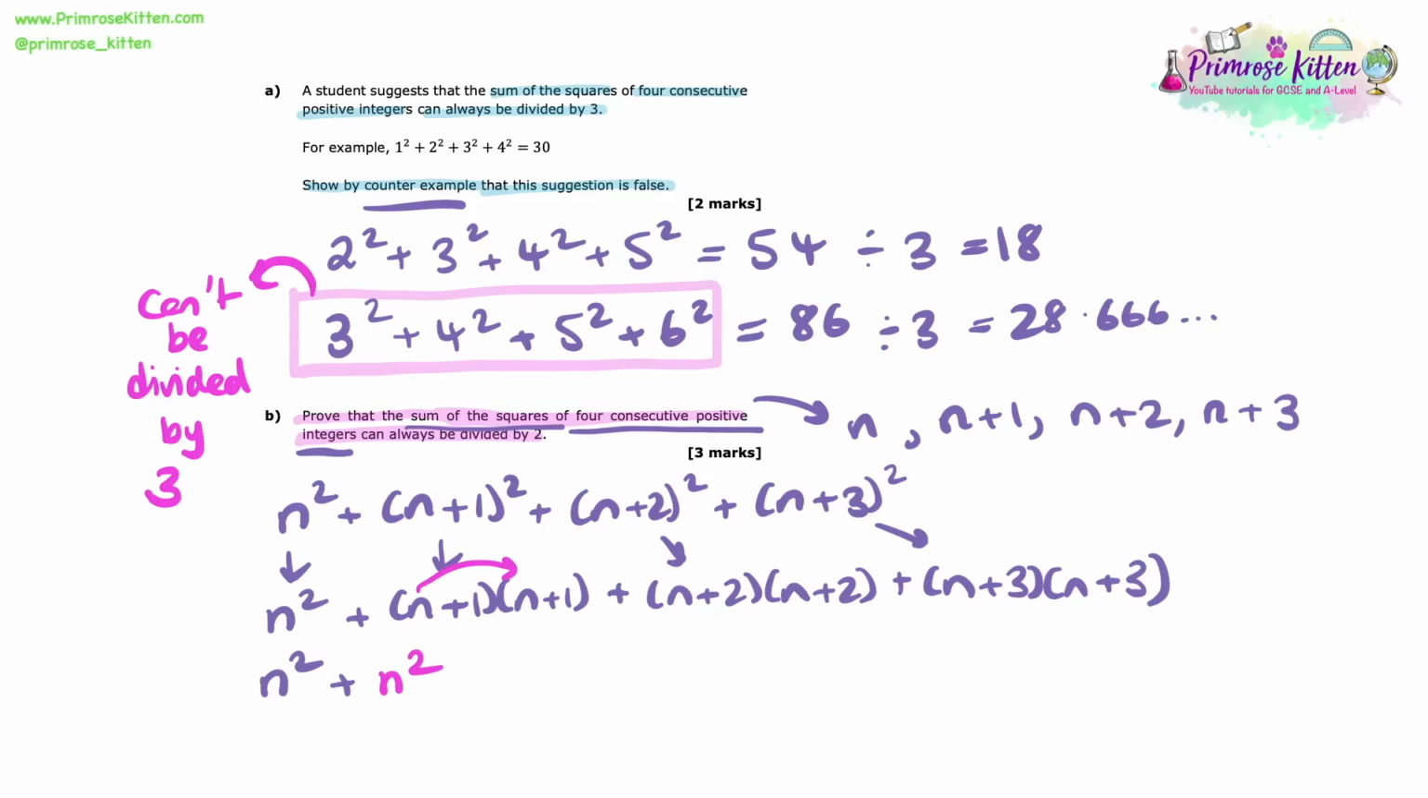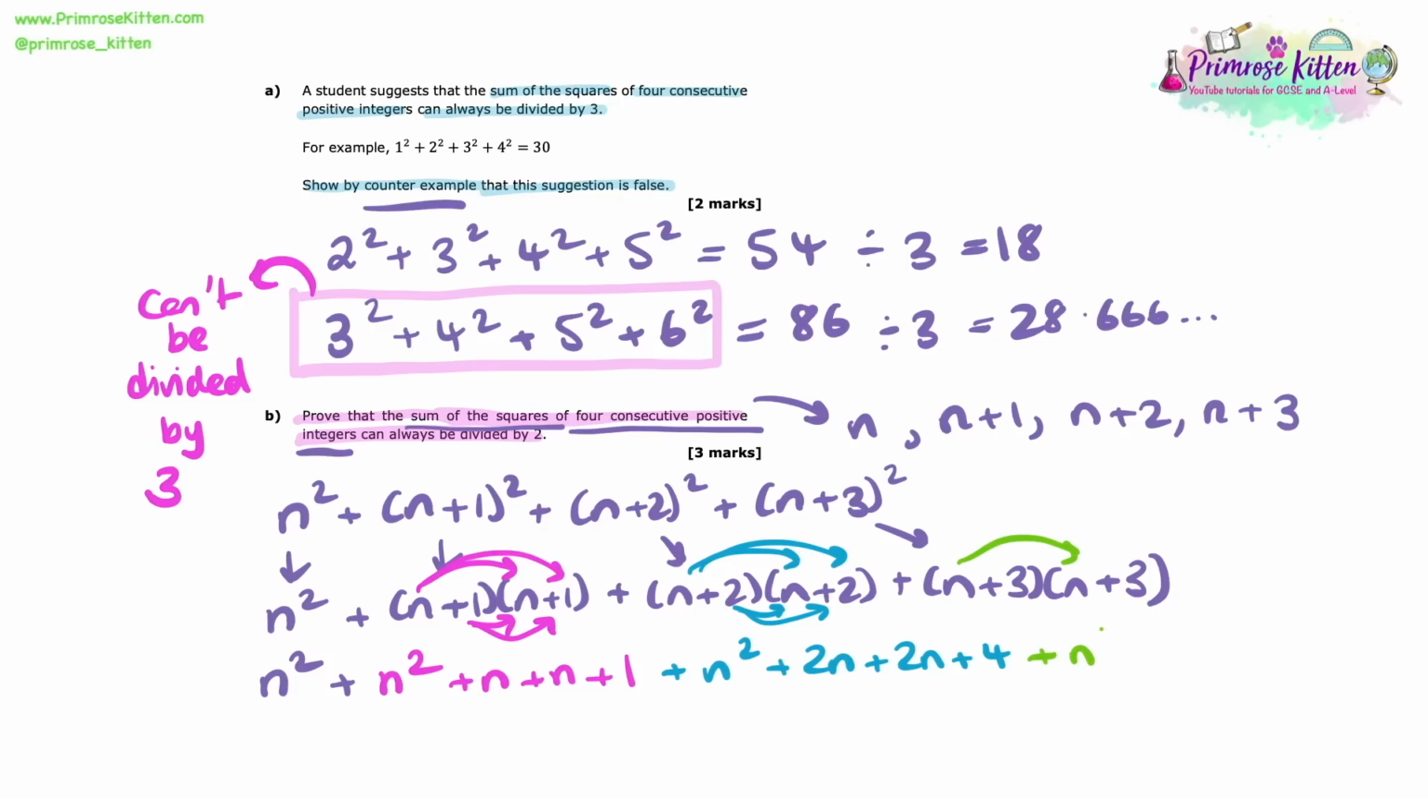So here we get n squared plus n squared, plus n times n is n squared again, n times 1 is n, 1 times n is n, 1 times 1 is 1. On to the next set of brackets. So plus n times n, n squared again, n times 2, 2n, plus 2 times n, 2n, plus 2 times 2, 4. And the final bracket now, n times n is n squared again, n times 3 is 3n, 3 times n is 3n, and 3 times 3 is 9. A lot of information there, but we just need to tidy this up now, okay?